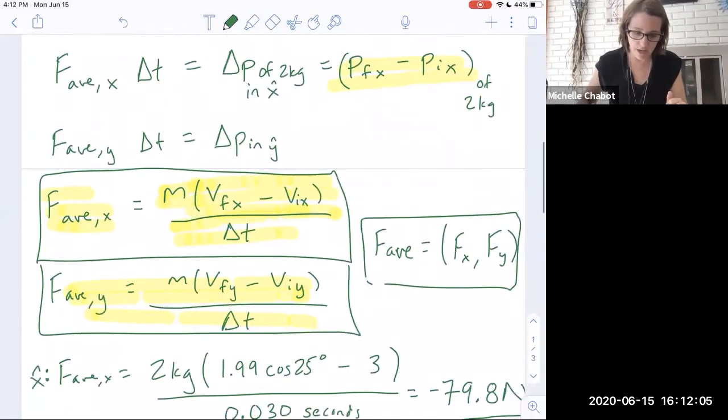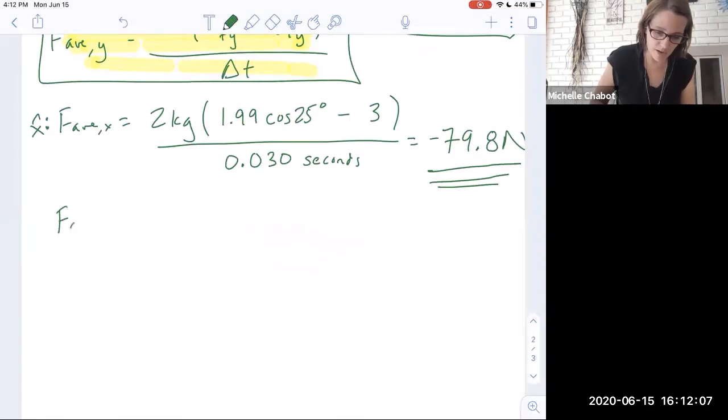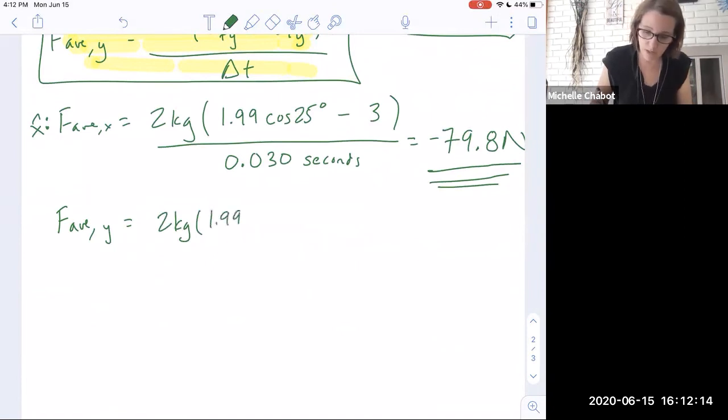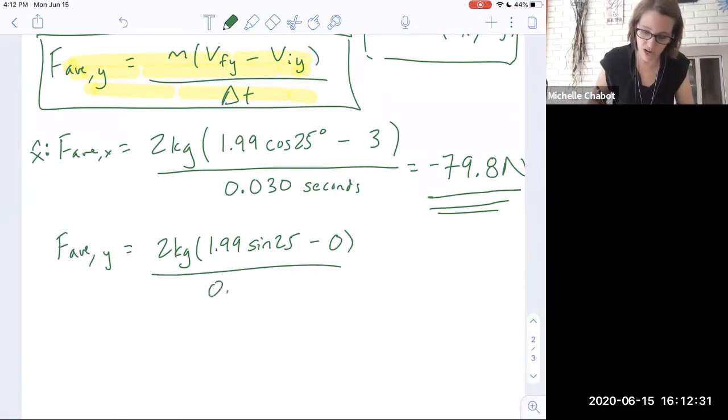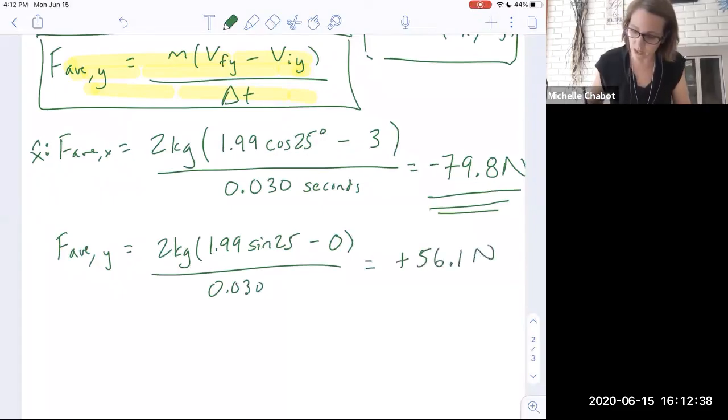As for the y direction, let's just plug those numbers in. We have the F average y. Again, we use the mass of the 2 kilogram. V final y would be 1.99 sine 25 now. And these are both positive because I'm headed in the first quadrant. And then minus v initial y. The initial y, it's headed horizontally, so the initial y is 0. It didn't have any initial velocity in the y direction. All over the time. And then that's going to give me my y value, which is 56.1 newtons.